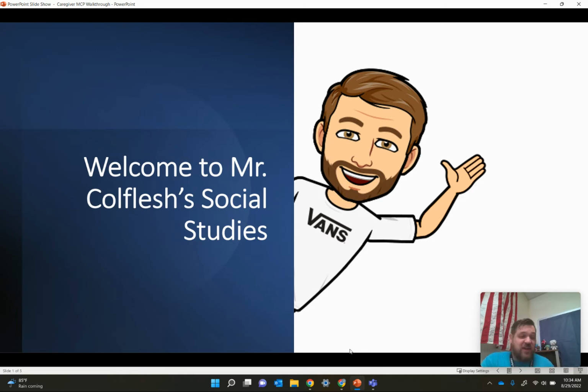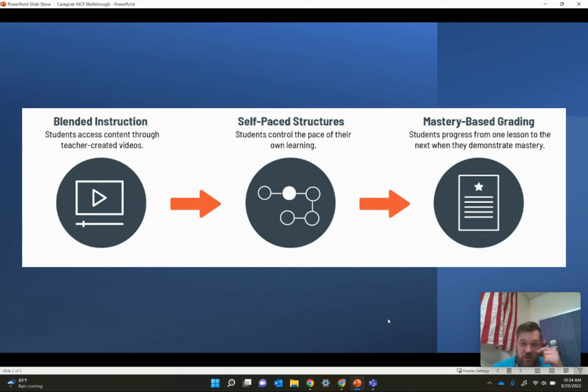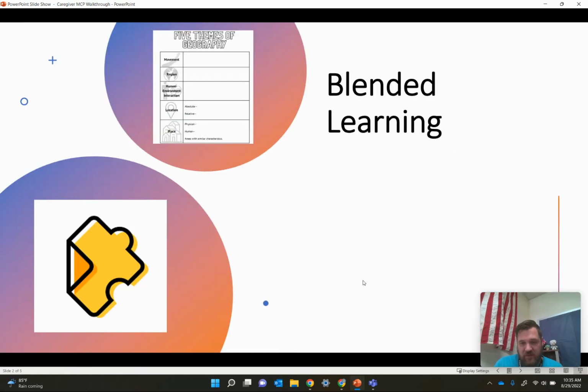So today, because it's a new thing, I've been walking through it with my students. I want to walk through that same process with you so that you understand. Now, like I said, MCP uses three key elements. And those elements are blended instruction, self-paced structures, and mastery-based grading. Through this, your students will have the opportunity to truly grow at their own pace.